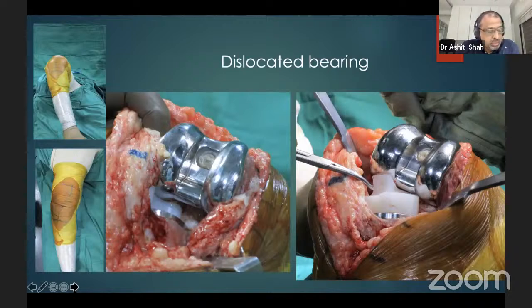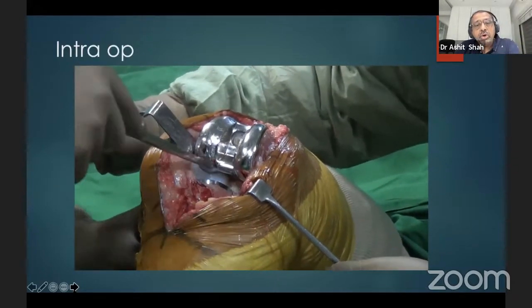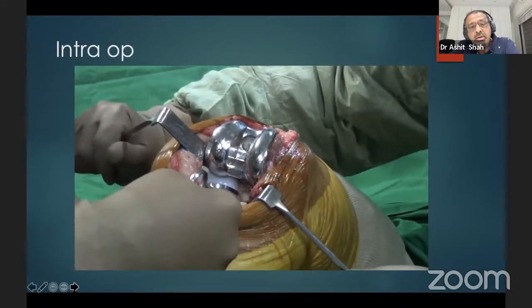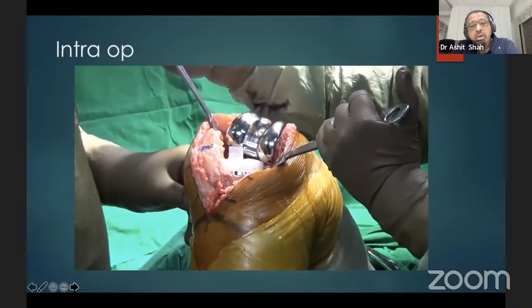As I think Manoj and Kiran have mentioned, this poly was completely moved and it had turned posterior to anterior. So the posterior portion of the poly was in front and it was actually facing backwards. As you can see here, the video with the dislocated poly. Completely loose knee.